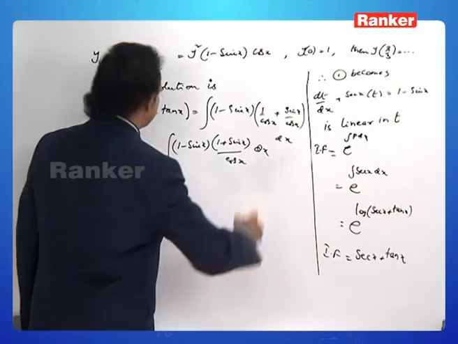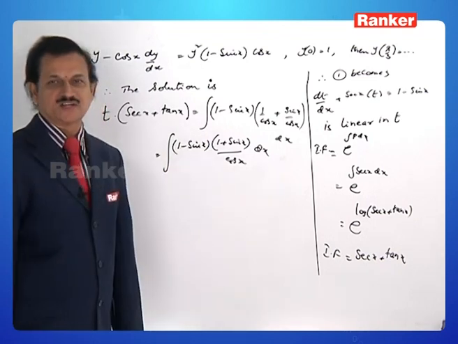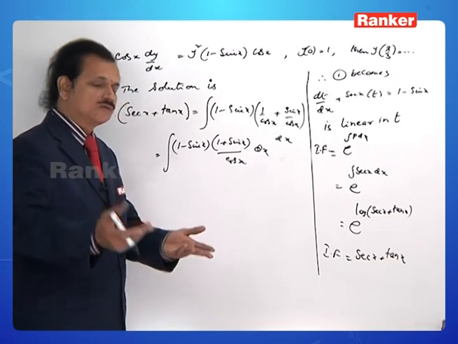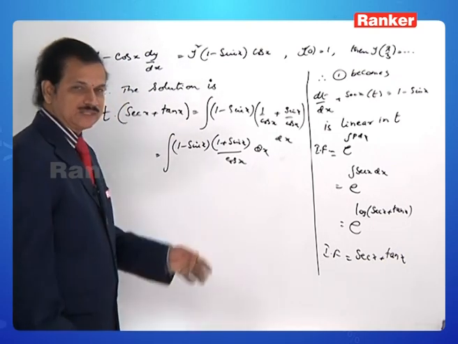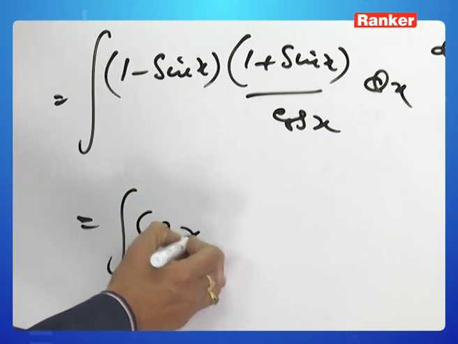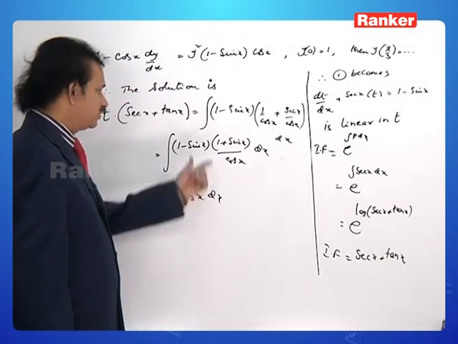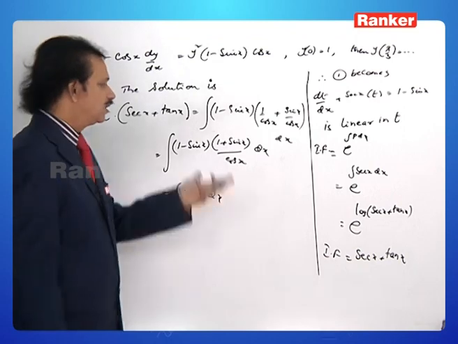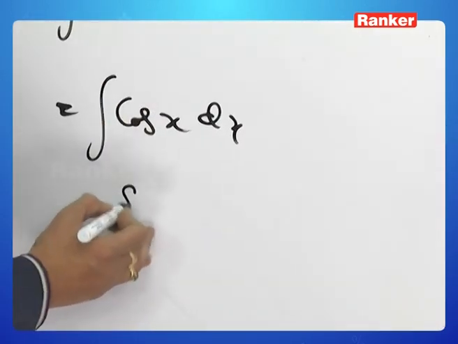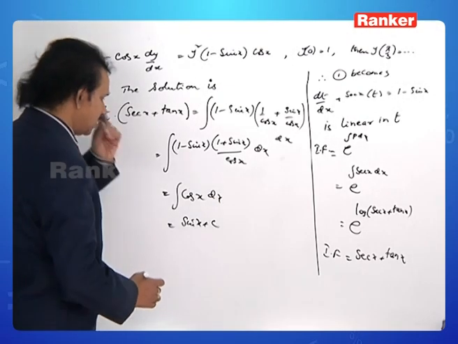Come on friends, you observe the steps. 1 minus sin x into 1 plus sin x, what can it be? It is 1 minus sin square x. What is 1 minus sin square x? Cos square x. Cos square x by cos x is just nothing but cos x, isn't it? Cos x dx. What is integral of cos x? It is just nothing but sin x plus c. This is the solution.